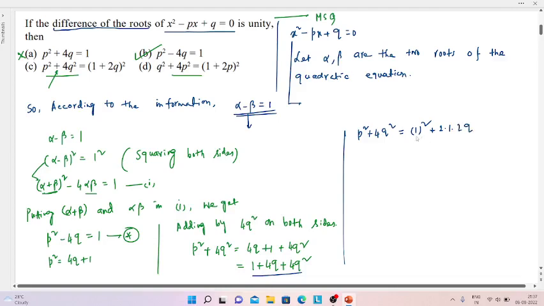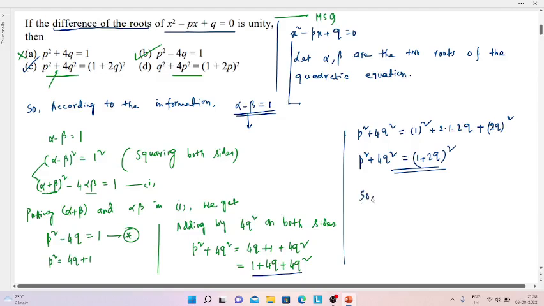I can write this as a square plus 2ab, right? And I can write down 4q square as 2q whole square, right? So here you can see that p square plus 4q square is equals to 1 plus 2q whole square, right? Here you can see that the option number C is also exist here. So for this particular question, we will have two options which are B and D.